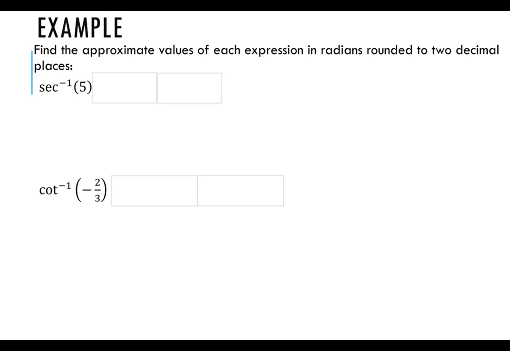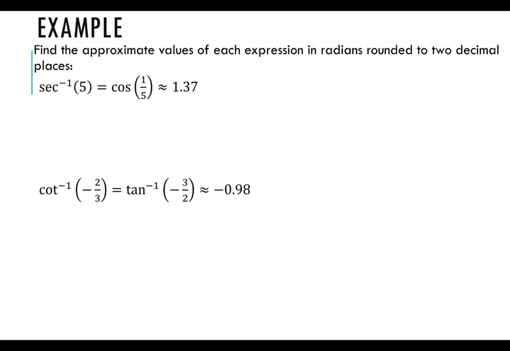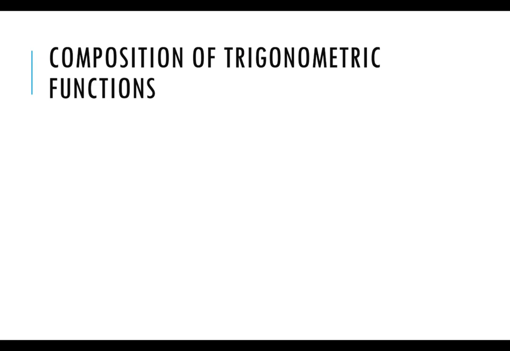Secant inverse of 5, well, let's rewrite it. That's really cosine inverse of 1 divided by 5, and then a calculator value, 1.37. That's my approximation. Cotangent inverse of negative 2/3, well, that's really going to be the tangent inverse of negative 3/2, and then that calculator value is negative 0.98.